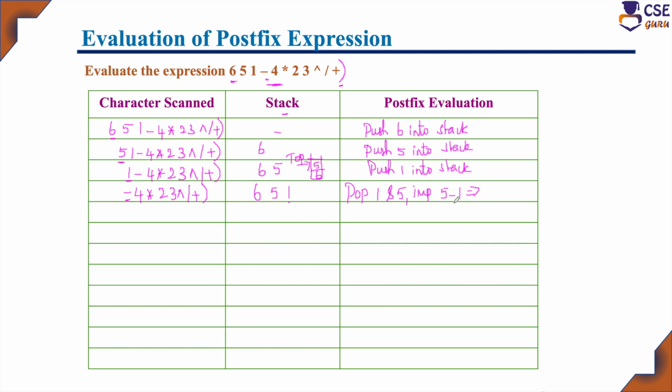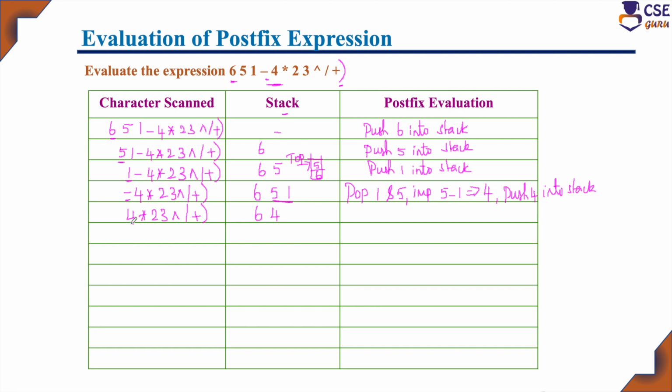So the corresponding operation you have to implement with the top two elements. And what is the result you are getting? It is 4. You have to push the result back into the stack. Push 4 into the stack. Now these two elements we have operated on, the result is 4, and the result you have to push back into the stack. The remaining input characters are 4 star 2, 3 exponent, division plus closed parenthesis.